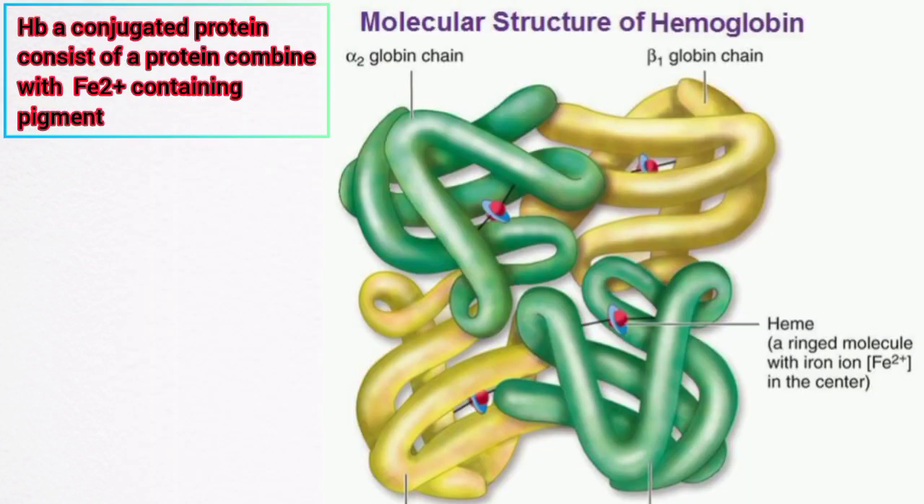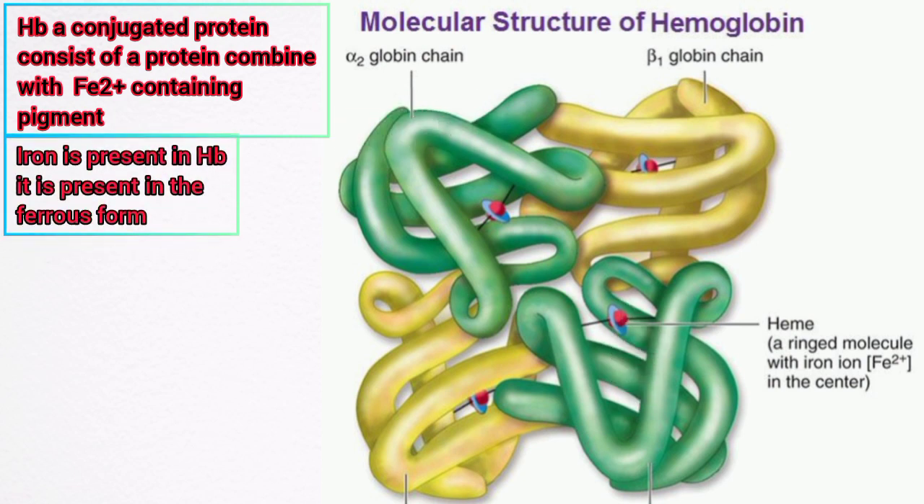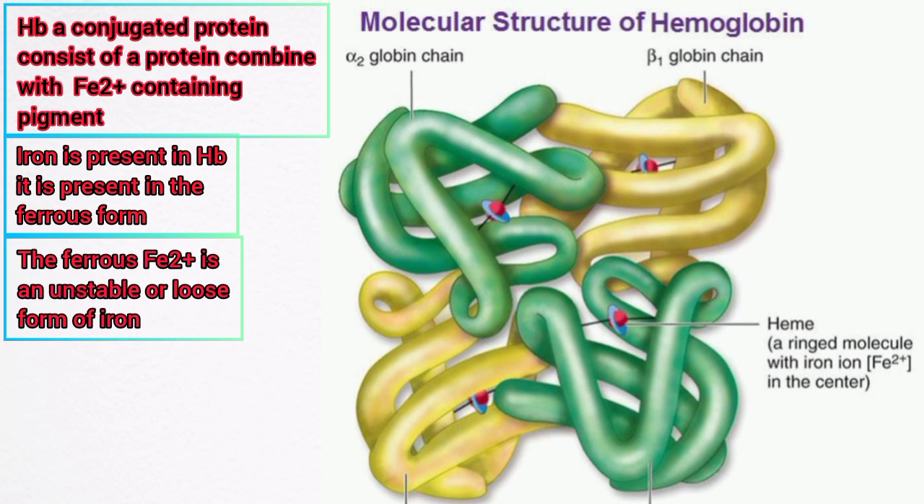Now, hemoglobin is a conjugated protein. It consists of a protein combined with an iron-containing pigment. The protein part is called globin, and the iron-containing pigment is called heme. Iron is normally present in hemoglobin in the ferrous form. The ferrous ion is an unstable or loose form of iron.